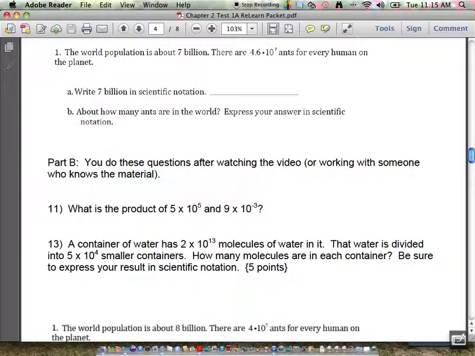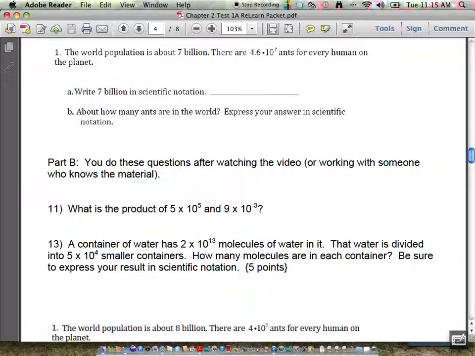Okay. The world population is about 7 billion. And this is an interesting fact that I did not know. There are 4.6 times 10 to the 7 ants for every human on the planet. I bet you were dying to know that. That's a very important thing. It's like your life probably feels complete now that you know that. It's almost up there with whether or not there's a God.